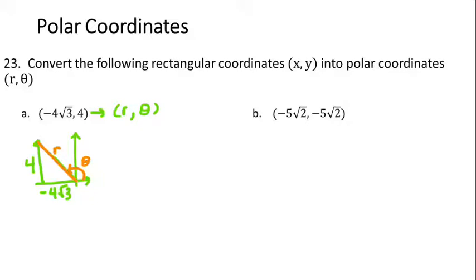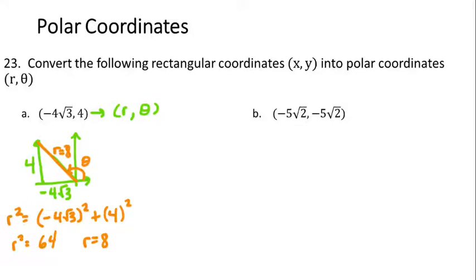Let's start by finding r. To do that, we're just going to use Pythagorean theorem. R squared is equal to (-4 square root of 3) squared. Make sure that you use parentheses there. If you forget parentheses on your calculator, then the squared is not going to square that negative, and you're going to end up with the wrong value. You've got to use parentheses. Plus 4 squared, and that's going to give you 64. And so that means that r is equal to 8.